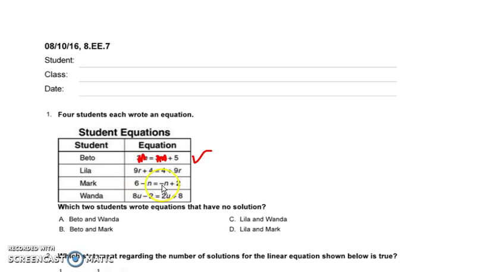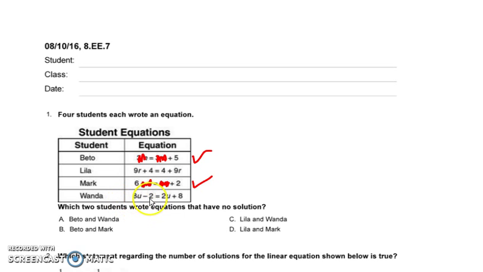6 minus n equals negative n plus 2. That one would be another one with no solutions because you have negative n and negative n. If you remove the negative n from both sides, you would have 6 equals 2, which makes no sense. No number for n would solve that or make it true.